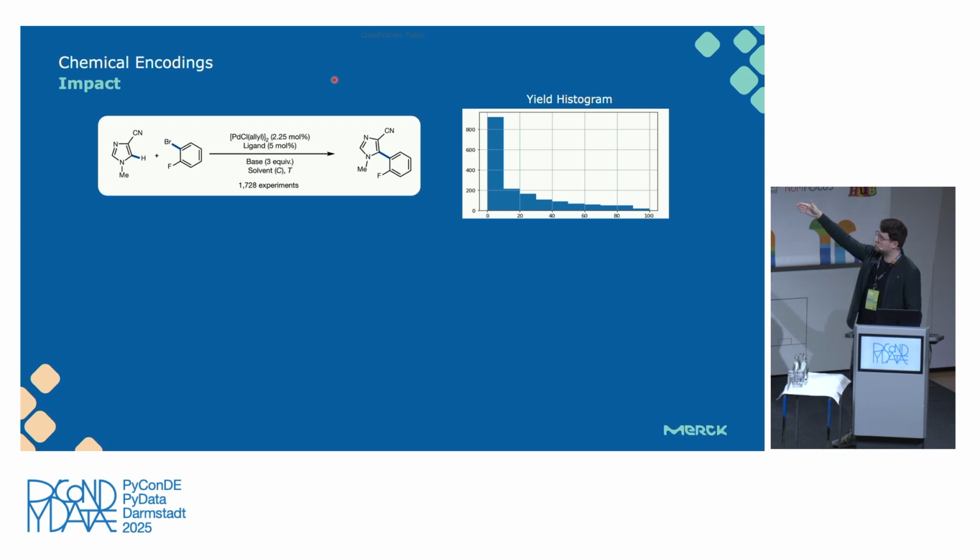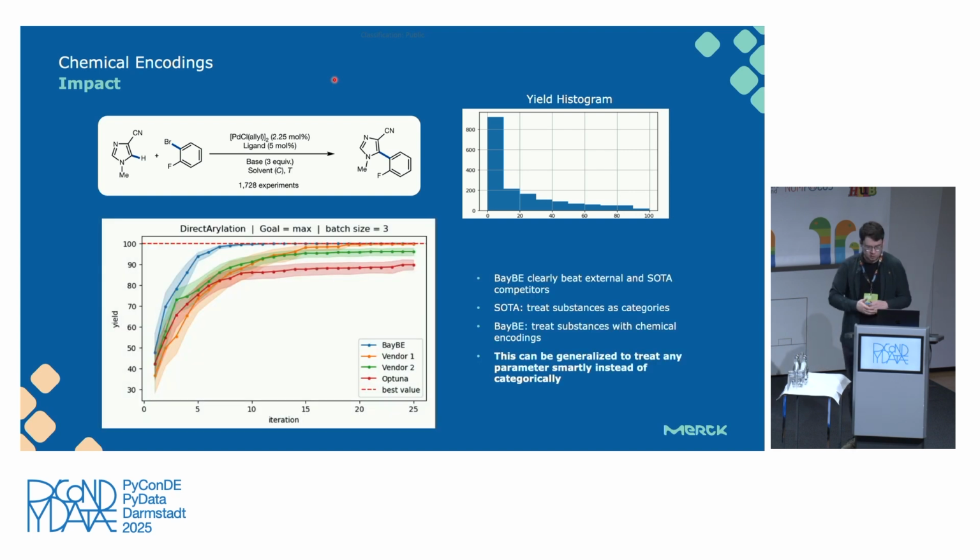But you see, most of these combinations don't give you much. The majority gives you actually 0 yield, which is a calamity, because then you have a lot of waste that you have to pour in somewhere. So we want to find the best yield here in as few iterations as possible, and here is just an outcome. This is using our chemical encodings, and it's also compared to other algorithms.